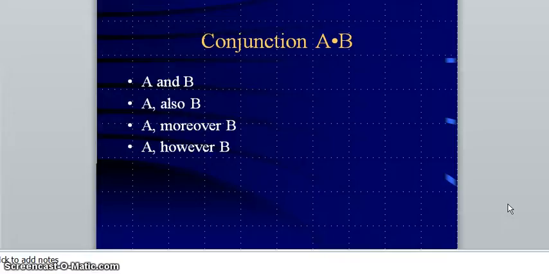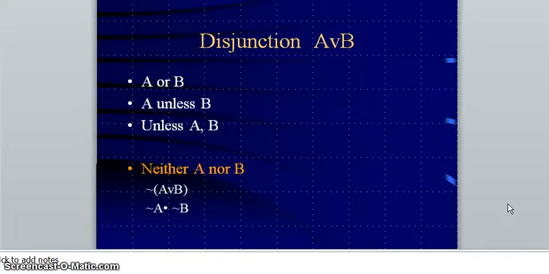Conjunction would be it's A and B. It's A, it's also B. It's A, moreover it's B. Or it's A, however, B, and so on. And so, once again, we're just thinking of it in terms of joining two things together in a way that says that they are true. So in a conjunction, both A and B would be true. Unless there's a tilde, then obviously they would both be false. But that's the thing that we're looking at, A and B, so they're both true, unless signed otherwise.